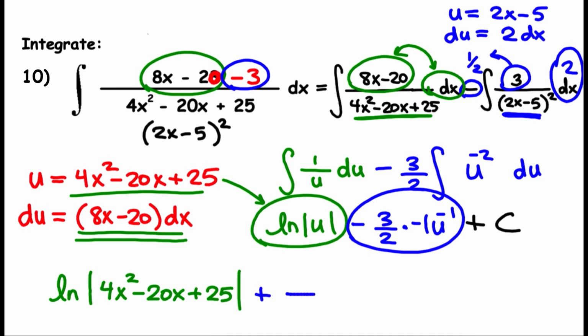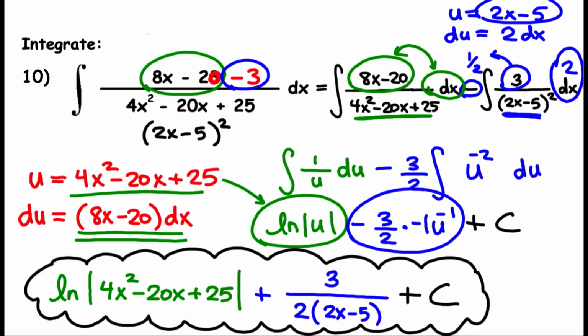I think I'm going to write it like this. 3/2, and then u to the negative first is in the denominator. This time the u is up here. It's the 2x minus 5 that we're referring to. And then plus c. All right, there are a few other ways you can write it.